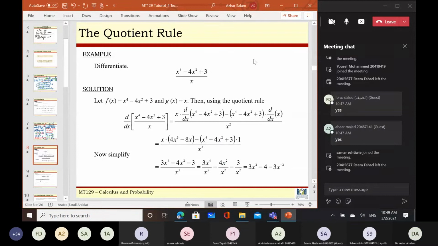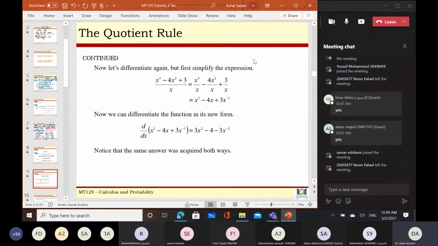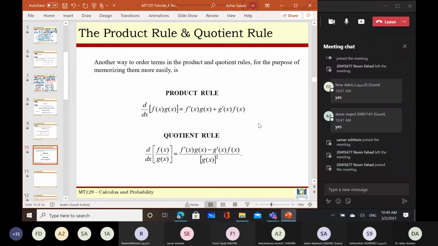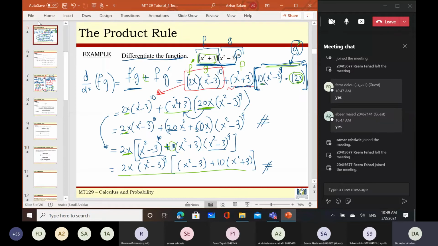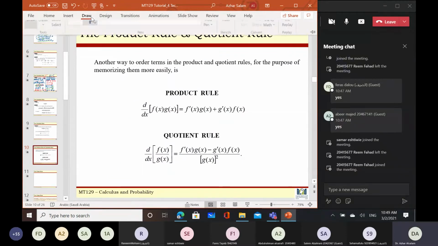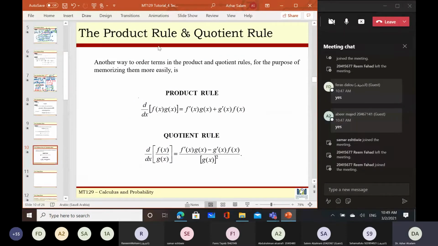Okay, this is exactly the same answer that we have: 3x² − 4 minus 3 multiplied by x to the power minus 2. But we simplified it more by putting it in the denominator as 3 over x². Okay, this rule is exactly the same thing that we said. هذا نفس اللي قلتها لكم بالضبط.